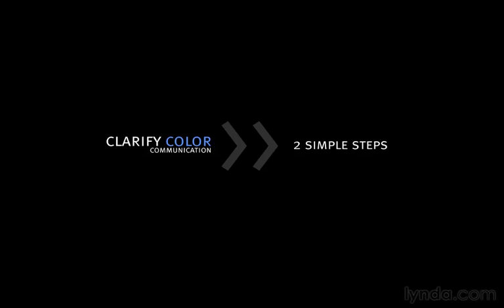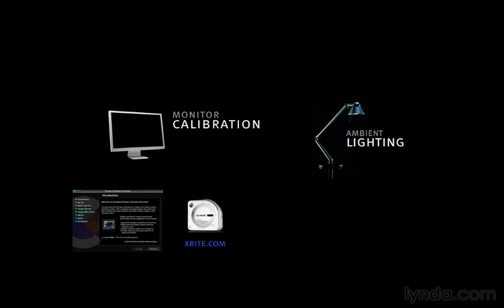What I want to do here is focus in on a couple of simple steps and a few areas of color management so that you can improve your overall color managed workflow. Now, the areas that I want to focus in on are your monitors and monitor calibration, as well as your ambient lighting. Now, these two steps can be really simple or they can be quite involved. Let's start off with monitor calibration. You have a couple of different approaches.